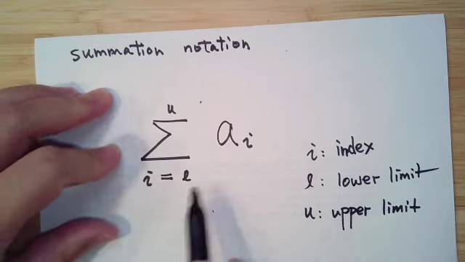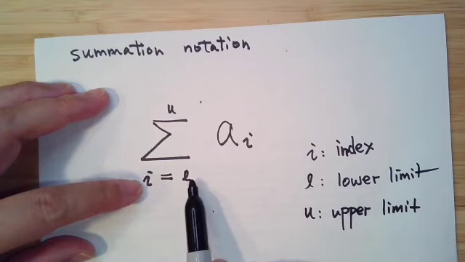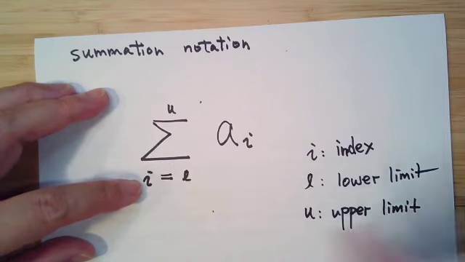Okay, so I will have i from L to U, a sub i. What does this mean? How do we use it? I'll give you one example. Okay.